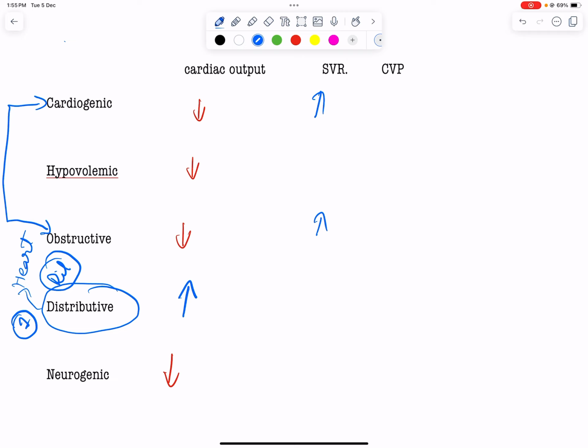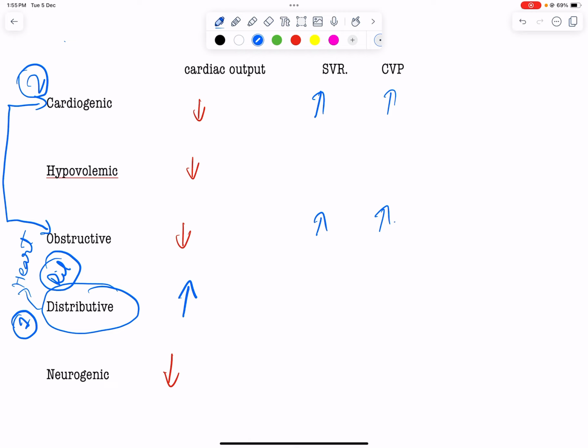So central venous pressure would increase, because blood is stagnating in the heart. So what will happen in hypovolemic shock? This was the second thing you have to remember, that cardiogenic and obstructive will follow a similar pattern.